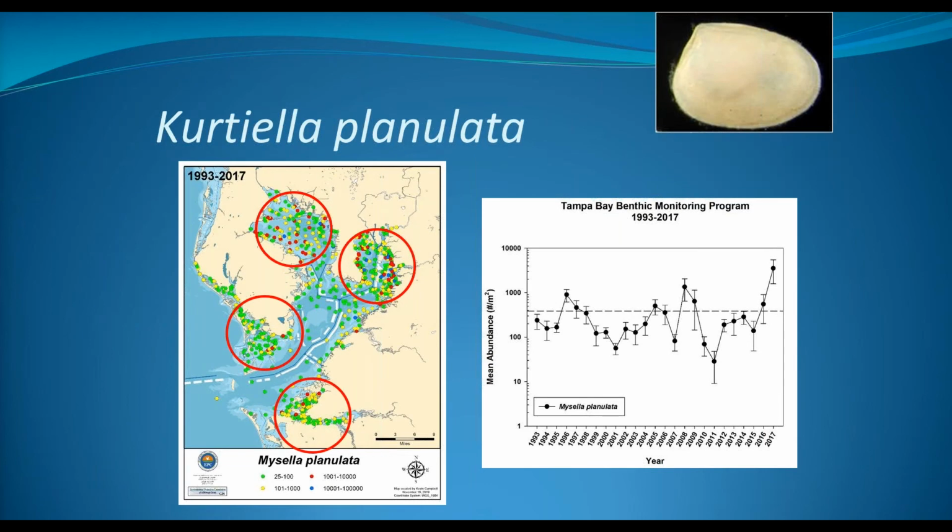Next slide. The clam Curtiella planulata, it used to be called Mysella planulata, is a really small bivalve, a very important food species for a lot of wading birds as well. It tends to be found in siltier sediments, particularly up in Hillsborough Bay and Old Tampa Bay, and in some peripheral areas around Manatee River and Terra Ceia Bay. We were seeing a crash in the population in 2011, but since then it's been an upward trend.